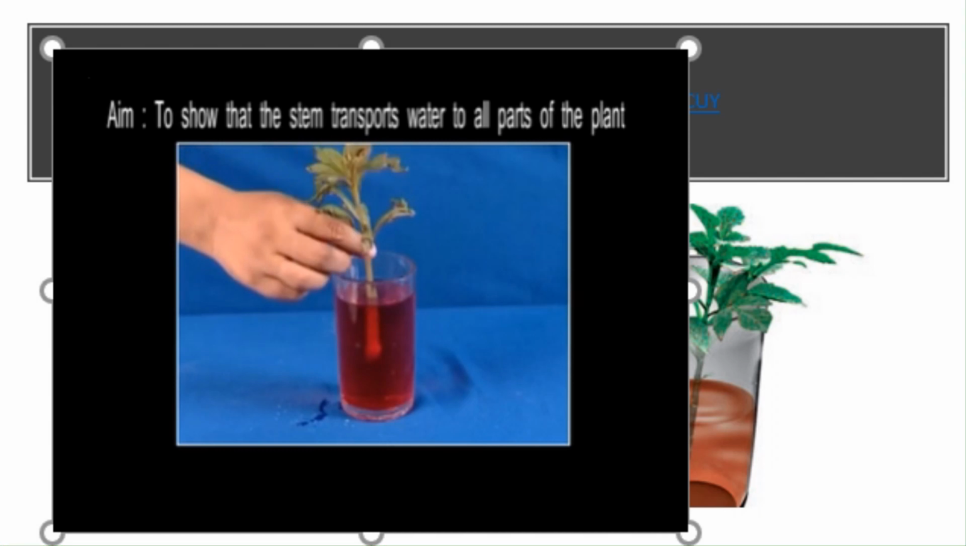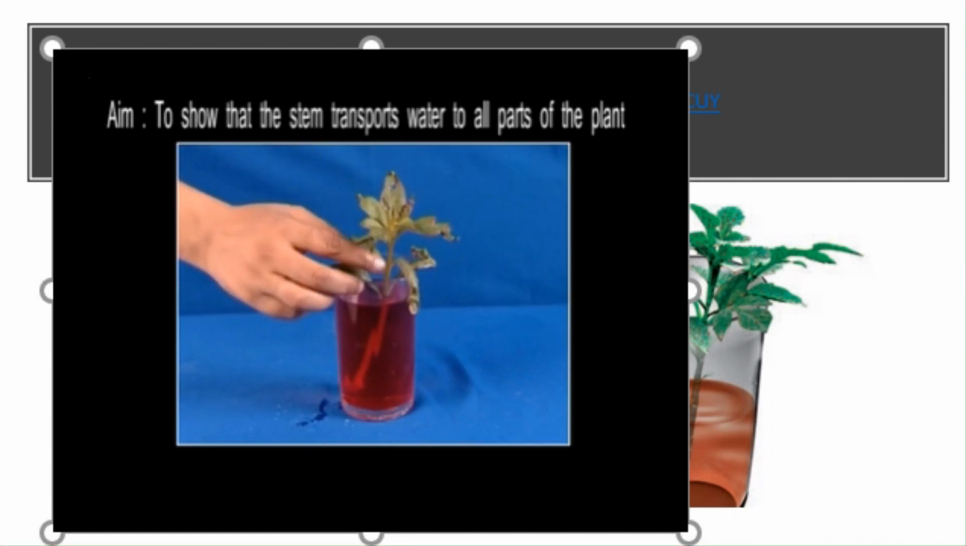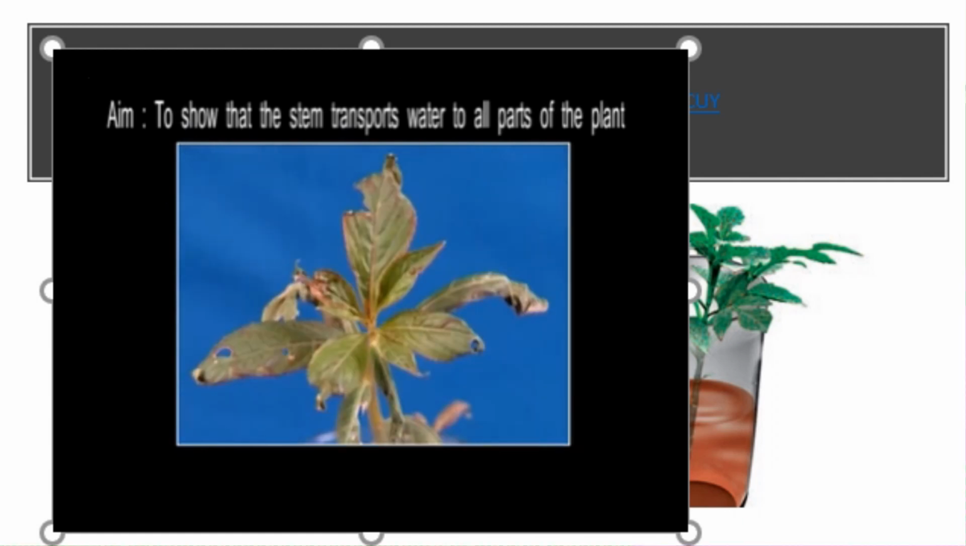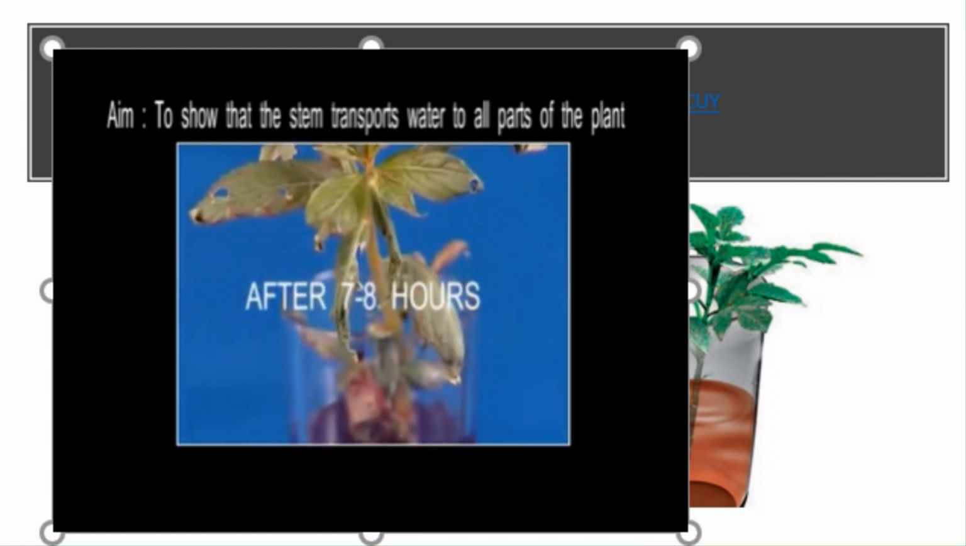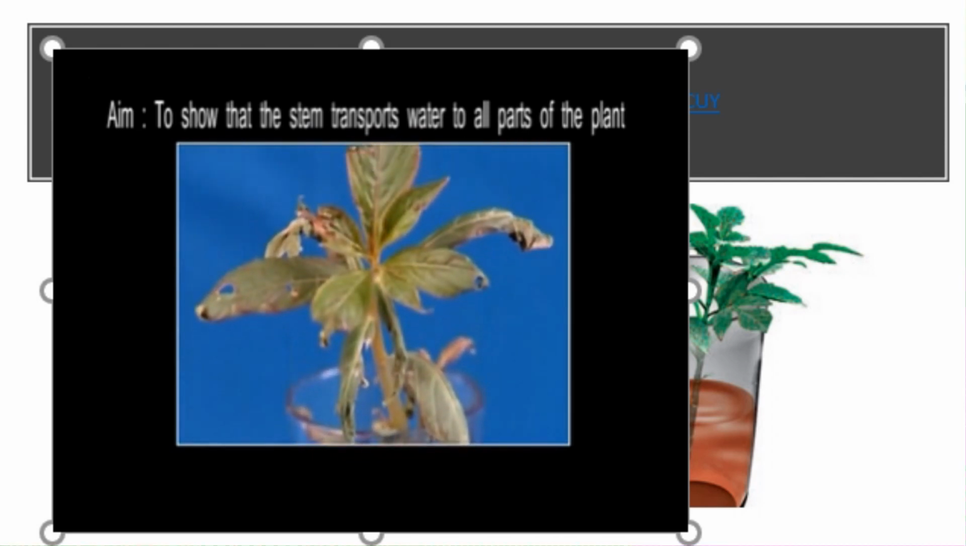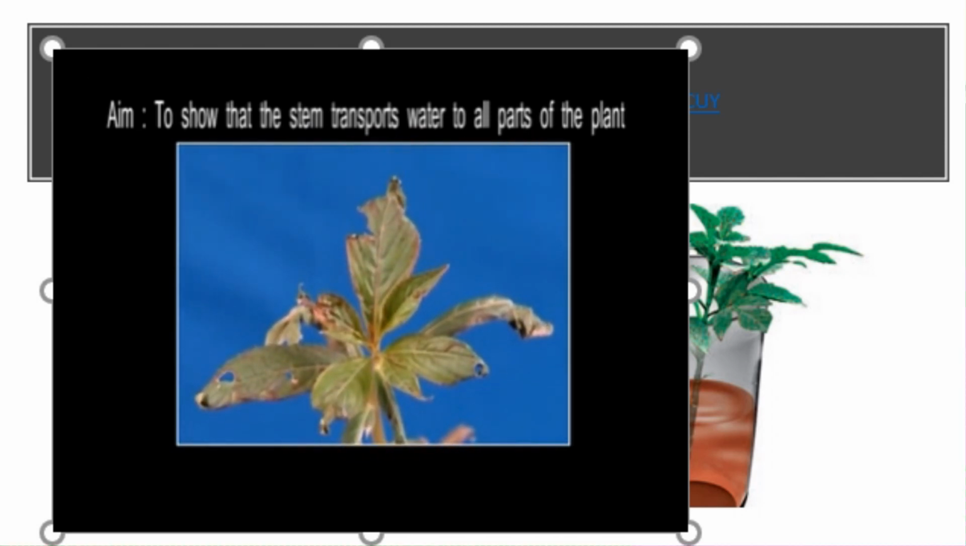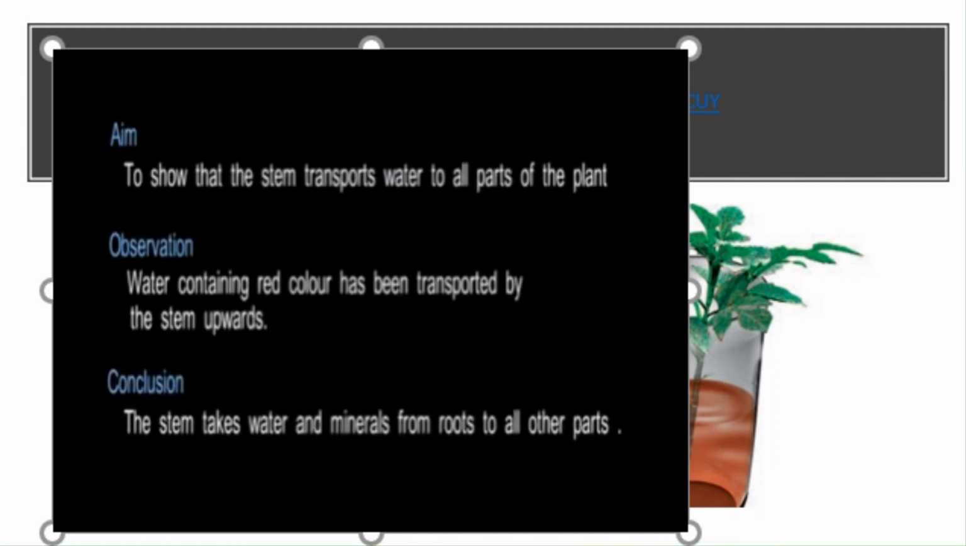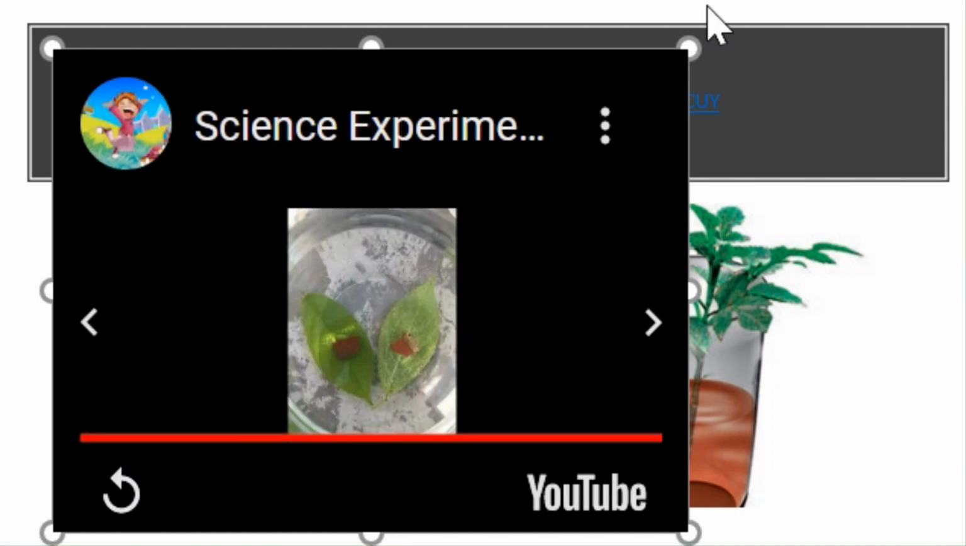Now, we put in a plant of basil and we will hold this arrangement undisturbed for a few hours. After 7 to 8 hours, can you see streaks of red color in the leaves? This shows that water has been transported to these plants. So, this was the experiment.